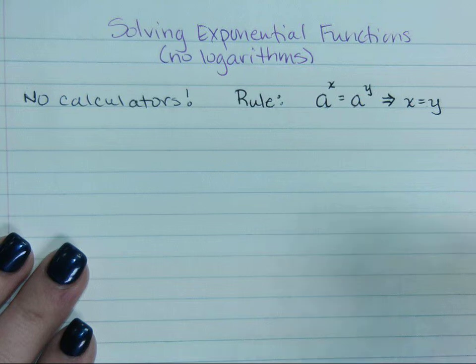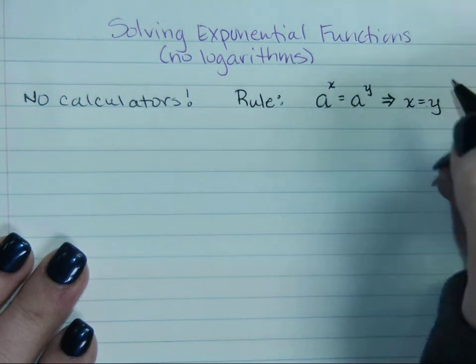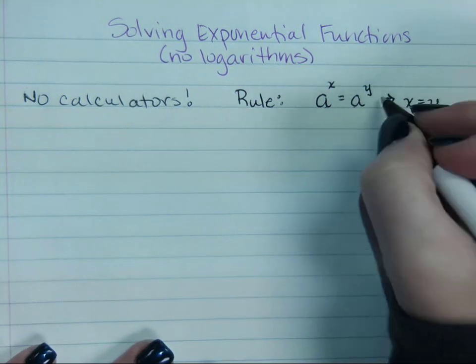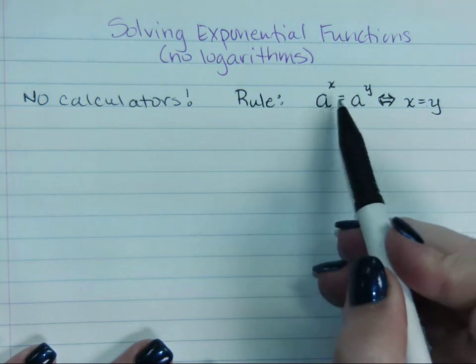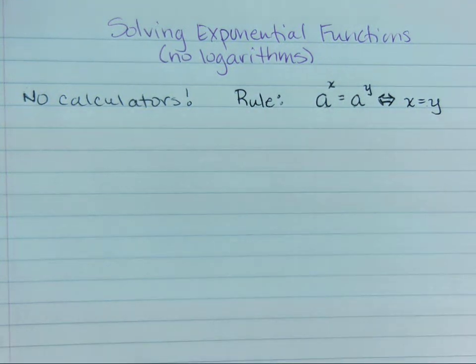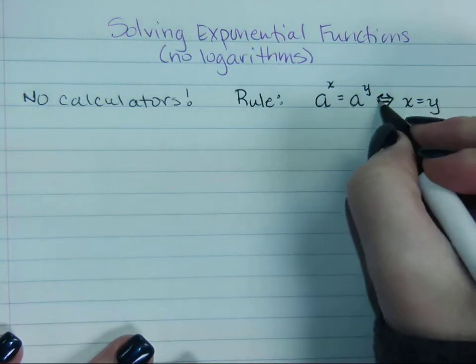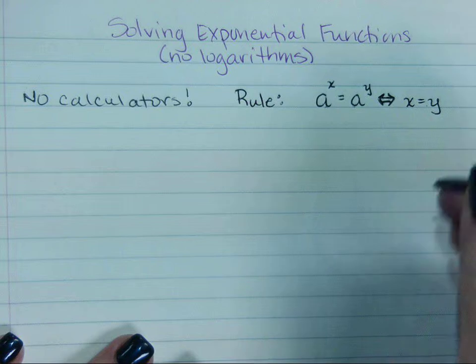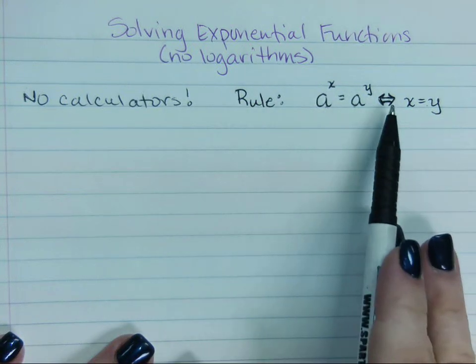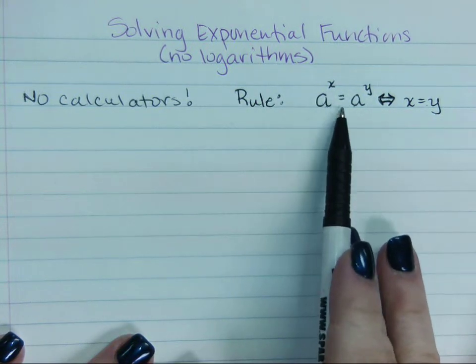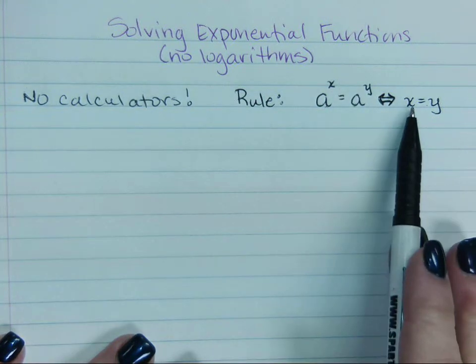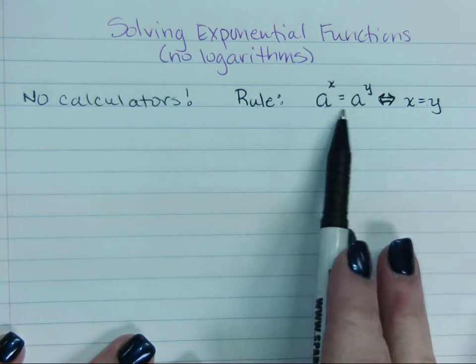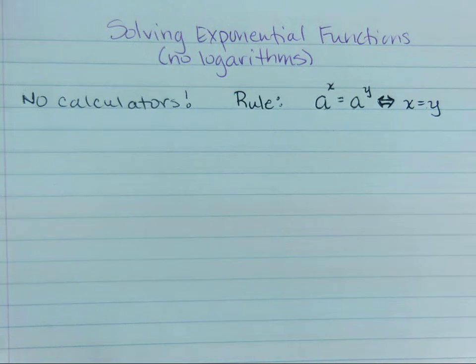The other thing is that if I have two expressions where I can make the exponents equal, then that must mean that the base values are also equal. So we have this arrow going in both directions to show that you can use the property both ways: either make the bases the same so you can solve for when the exponents are equal to each other, or make the exponents equal so I can solve the base equation.